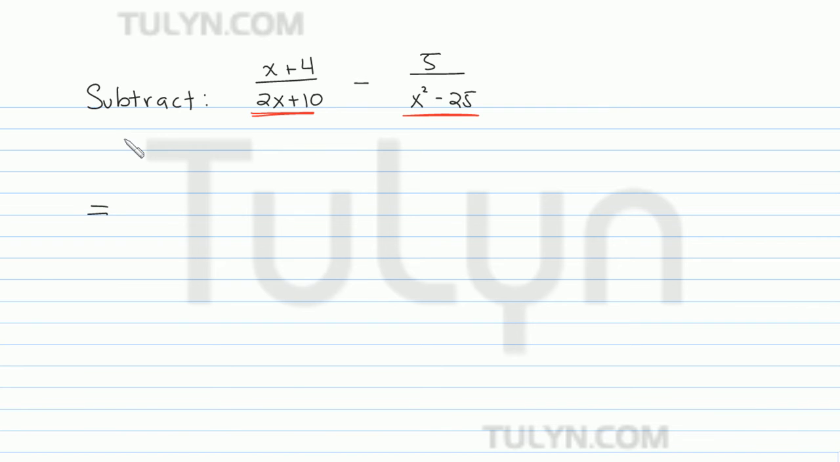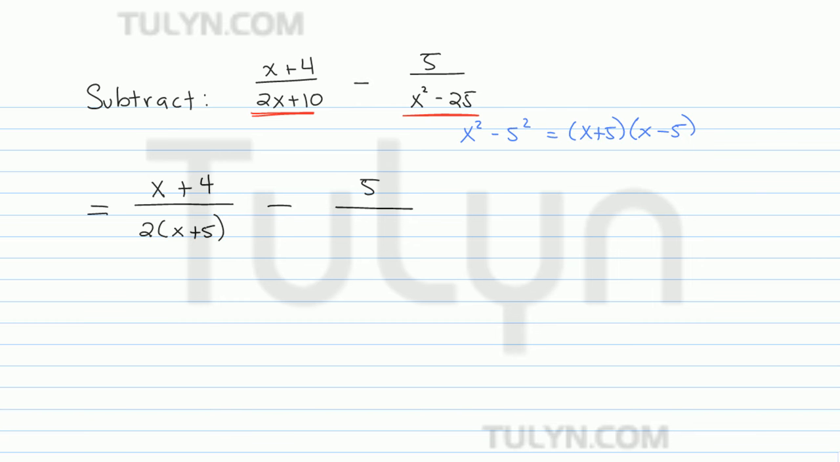So I'm going to rewrite this expression with factored denominators. For the first expression, 2x plus 10, you can factor out a 2. And what's left over is x plus 5, right? Because when you distribute that 2 back into the parentheses, you get 2x plus 5 times 2, which is 10. And for the second denominator, x squared minus 25, you can think of that as x squared minus 5 squared. So that looks like a difference of squares, which means that this turns into x plus 5 times x minus 5. So let's write that.